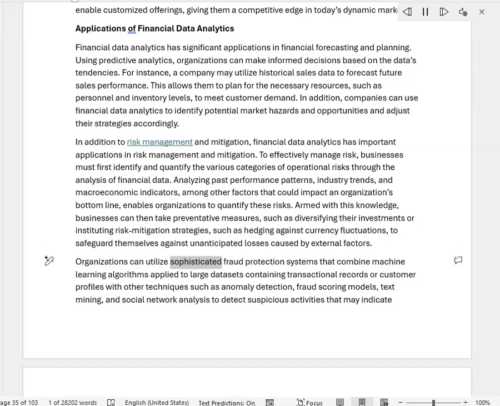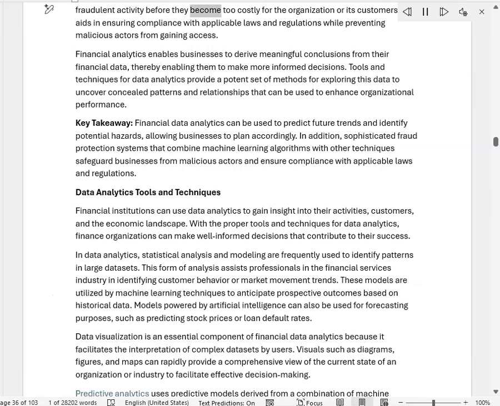Organizations can utilize sophisticated fraud protection systems that combine machine learning algorithms applied to large datasets containing transactional records or customer profiles with other techniques such as anomaly detection, fraud scoring models, text mining, and social network analysis to detect suspicious activities that may indicate fraudulent activity before they become too costly for the organization or its customers. This aids in ensuring compliance with applicable laws and regulations while preventing malicious actors from gaining access.